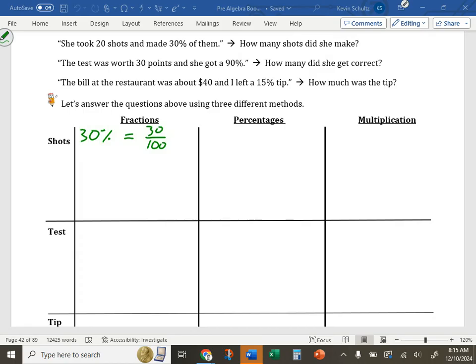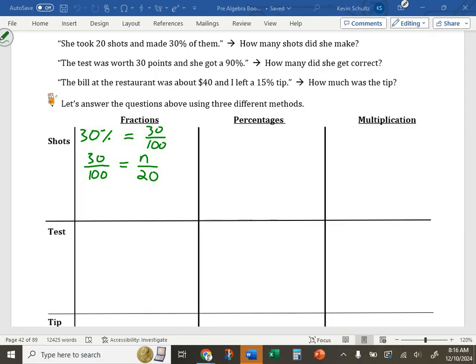Thank you, Kelly. So now, the second step, once we convert that to a fraction, is to set up a proportion. 30 out of 100 equals how many out of 20? What we're saying here is that if she had taken 100 shots, she would have made 30 of them. That's what 30% means, 30 out of 100. She didn't take 100 shots, though. She only took 20. So that's why we can set up a proportion to solve this, saying 30 out of 100 is equal to what out of 20?